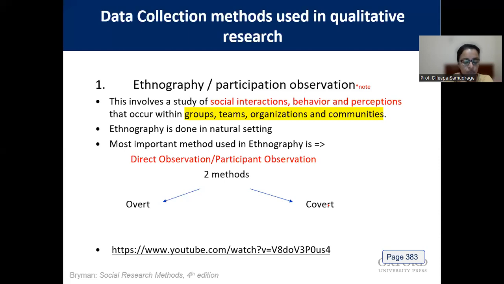Overt means you know the researcher. Covert means you don't know the researcher, right? So write down here: overt, known. Covert, secret. Covert means secret. Here you know the researcher. Here you don't know the researcher. Maybe you are a co-worker of the research setting. You pretend that you are a co-worker of this research setting, right? So those are the two methods. Overt means known, covert means secret. So secret means you pretend that you are a co-worker.